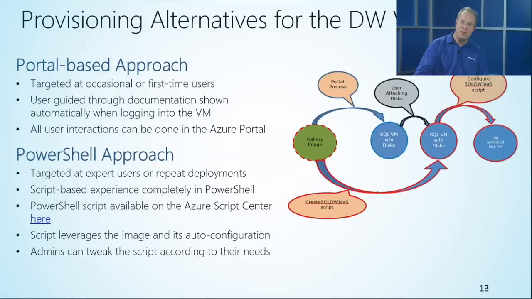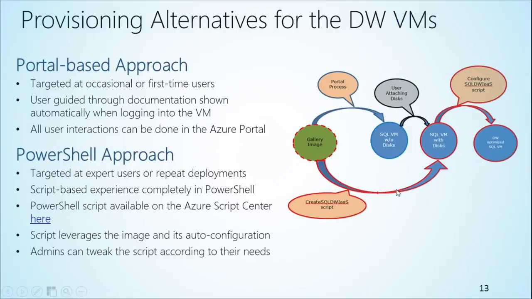And the script is leveraging the image that we've put into the Azure Gallery, and it also automates the disk provisioning process. So if you look at the picture on the slide here, it basically takes the gallery image and provisions the VM and also automatically attaches the disks to it. And then our configuration background process picks up and produces the fully optimized, fully tuned data warehousing image. Obviously, it's a script that's publicly available, so you can tweak it and tune it according to your specific needs.